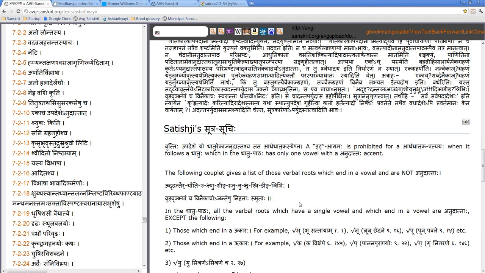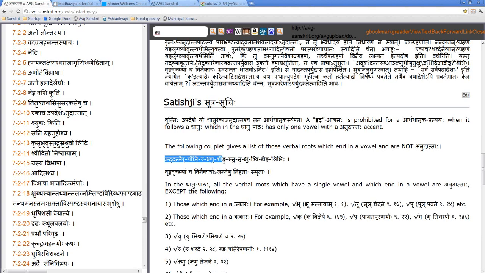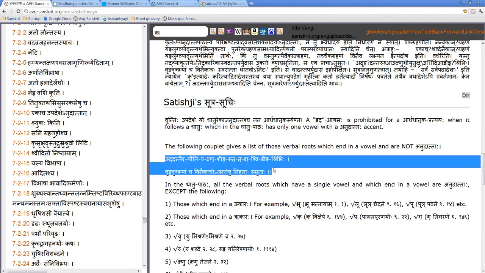But now there are exceptions to this. There are dhatus which end in an ach and which do allow idagamaha. And there are dhatus which end in a consonant, hal, which do not allow idagamaha. These are the exceptions to what you would normally expect. And the exceptions are listed out in what are called the karikas. You can look at these as simple kind of couplets which list out the exceptions.